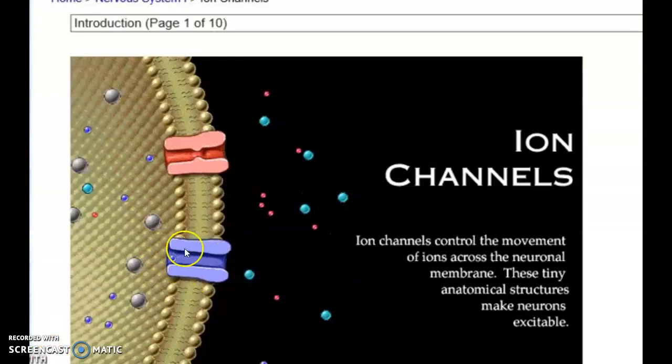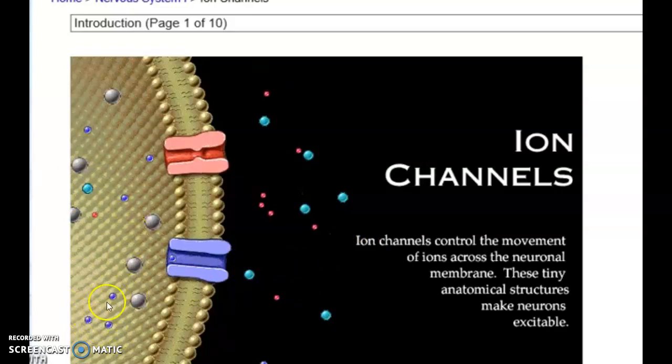Okay, here we have what looks like a leak channel. And this is potentially being represented as what's called a gated channel. So a leak channel is a channel that would always be open. So again, if something passes through it, it's simply due to diffusion, going from a higher concentration to a lower concentration.